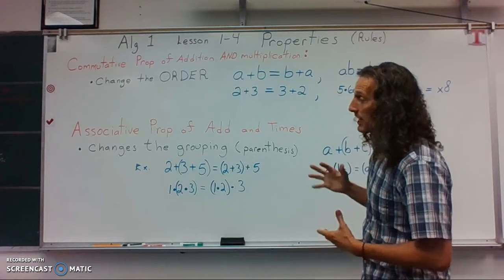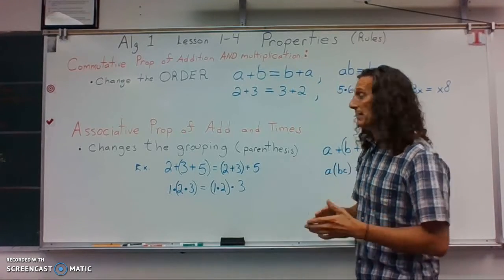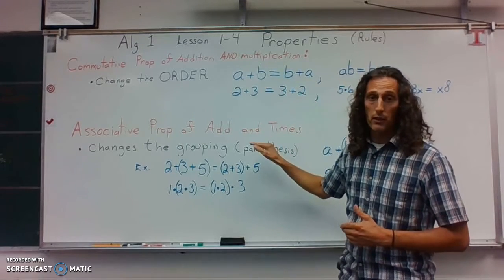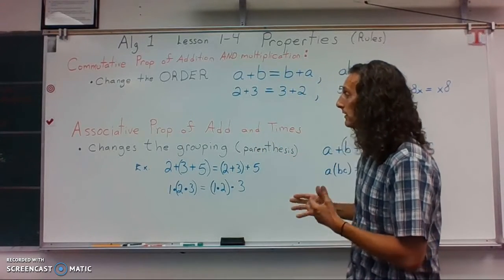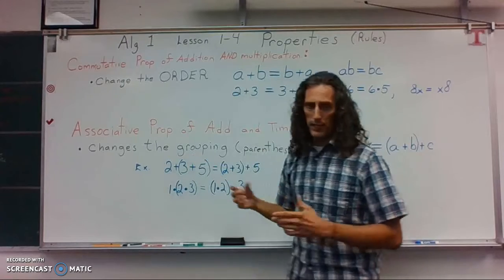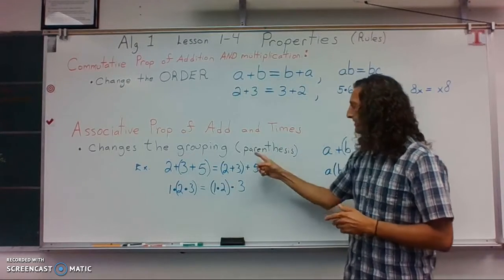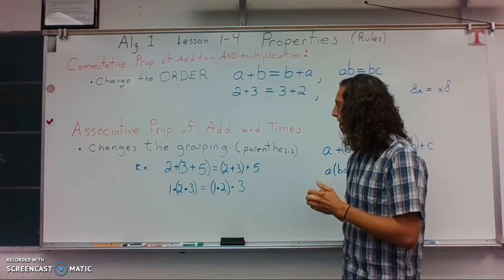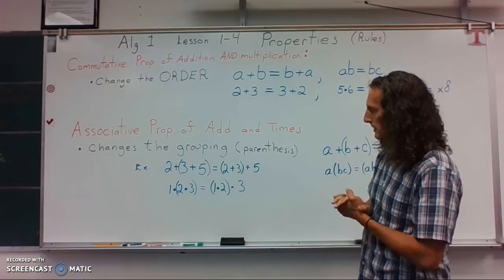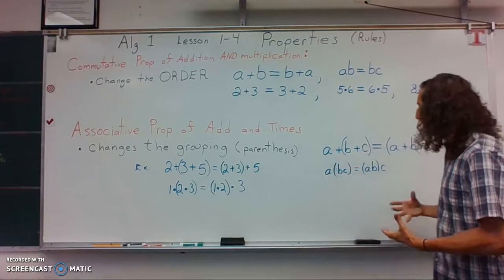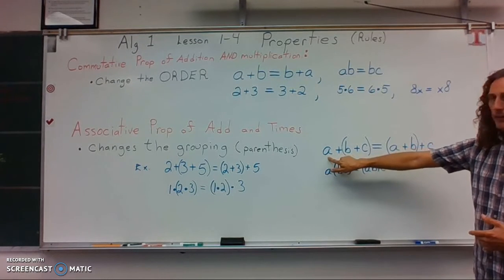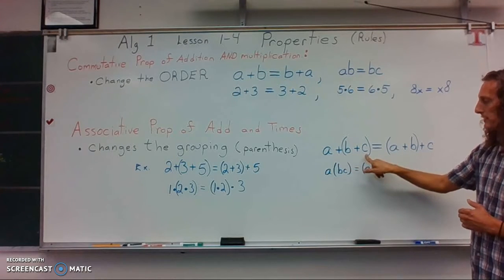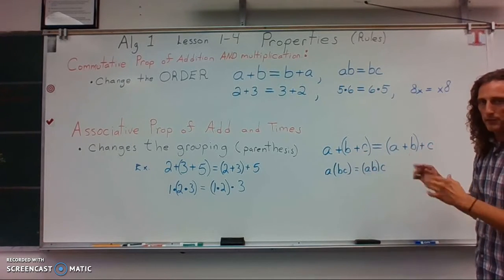All right, so that brings us down to our next property or rule, and that's called the associative property of addition and multiplication. With that one, we change the grouping. Grouping is basically what we call parentheses. And there are different types of grouping symbols. We'll go over those later. But we're talking about parentheses. And again, let's look at the algebra. So we have A plus, and then we have the grouping of B plus C. So we put B and C inside parentheses.